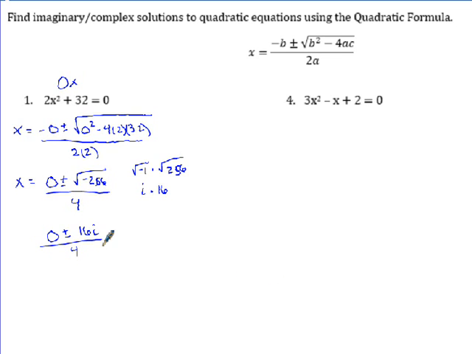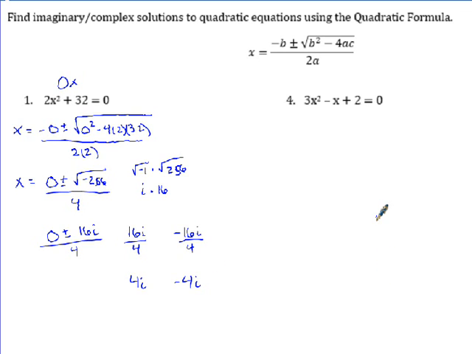So 0 plus 16i would be 16i over 4. And then I also have negative 16i over 4. 16 divided by 4 is 4, so I have 4i or negative 4i, and those are my two solutions.